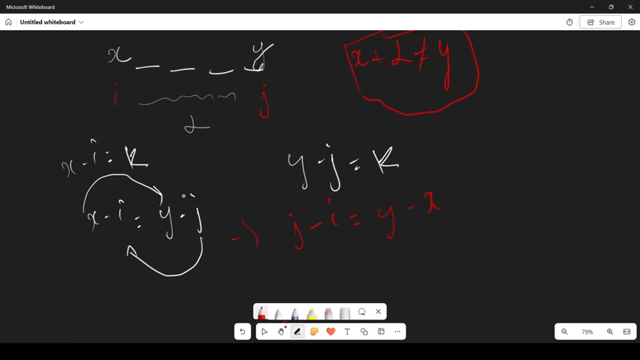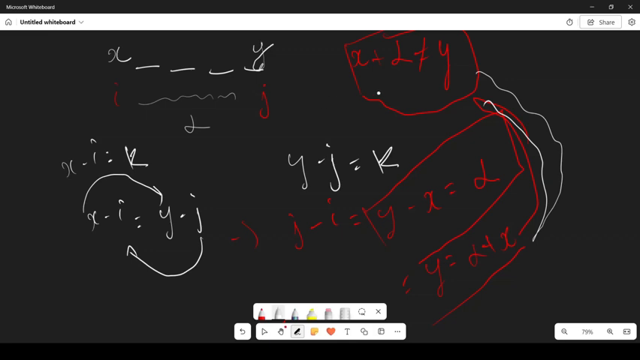Now we know from this the difference between i and j is alpha. So this will again become y minus x is equal to alpha, right? I can write this again as y is equal to alpha plus x, which is a contradiction, right? We just contradicted ourselves. As you can see, we said y won't be equal to x plus alpha, but we just proved that y is equal to alpha plus x.